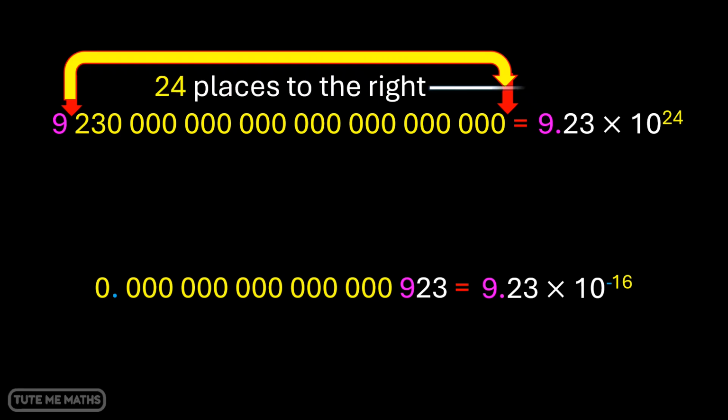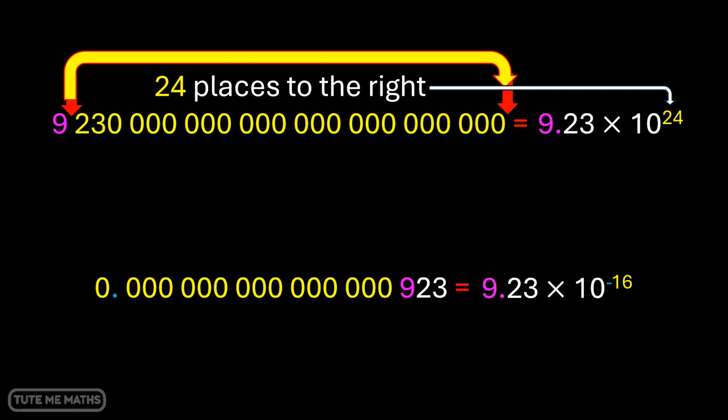We find the decimal point has moved 24 places. This tells us the power of 10 required. It's a positive power because we need to move the decimal point to the right to put it back where it was. In other words, 9.23 is multiplied by 10 24 times to create the large number we started with.